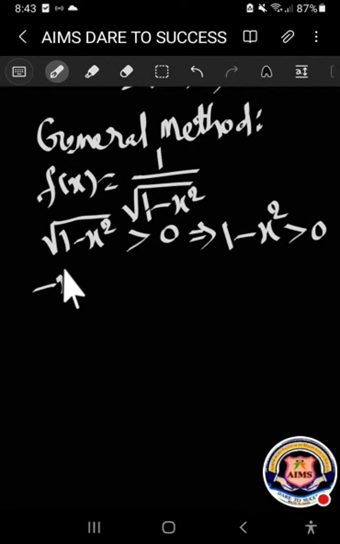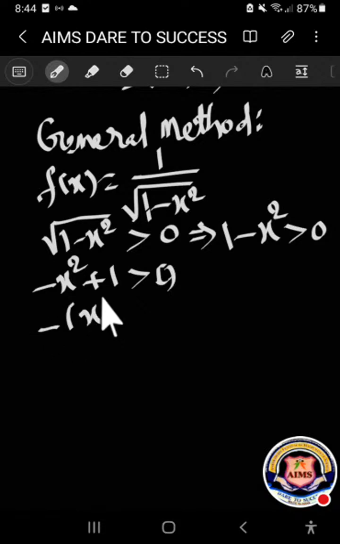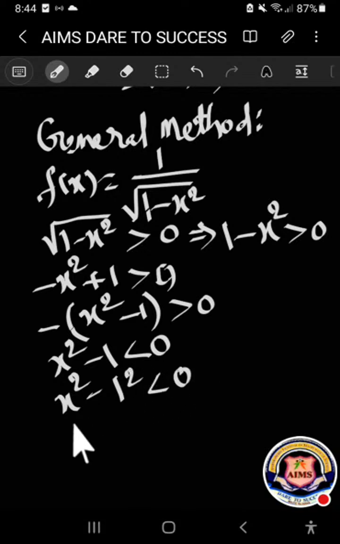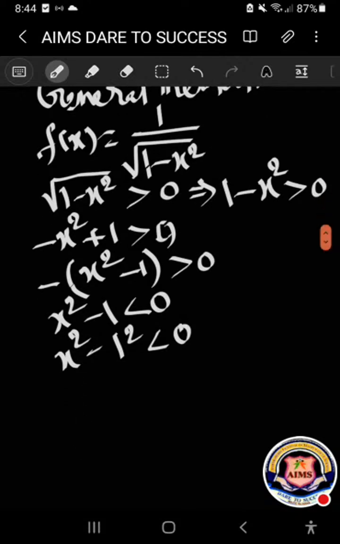After that, write minus x square plus 1 is greater than 0, but take minus common. Why? Because the x square coefficient must be positive, so taking minus common, the remaining value is minus of x square minus 1 is greater than 0. Minus going to the right side, x square minus 1, the greater than symbol changes to less than 0. So x square minus 1 can be written as x square minus 1 square is less than 0. This looks like the a square minus b square concept.